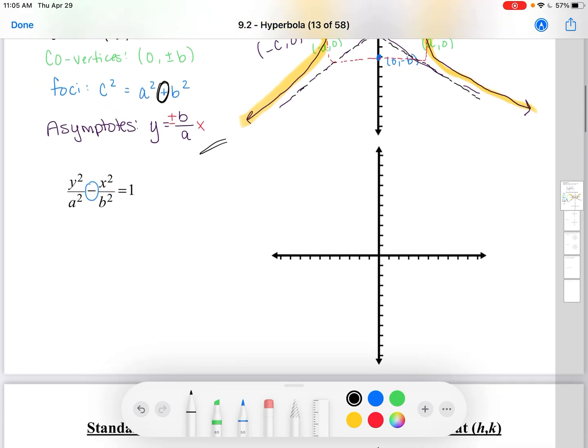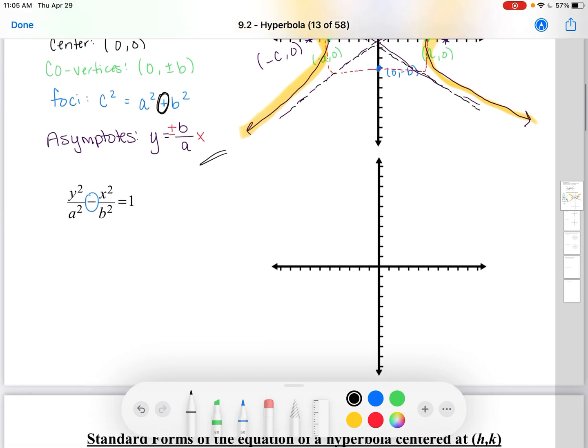So the difference between the first graph and the second graph is all in the way the picture will look. The first graph had us opening up left and right, whereas this one will have us opening up and down. And the reason for that is because our a's and our b's are now paired with different variables. My a squared is now paired with the y squared. Therefore, my transverse axis, the main axis I'm going to be working on, this time is going to be the y-axis.